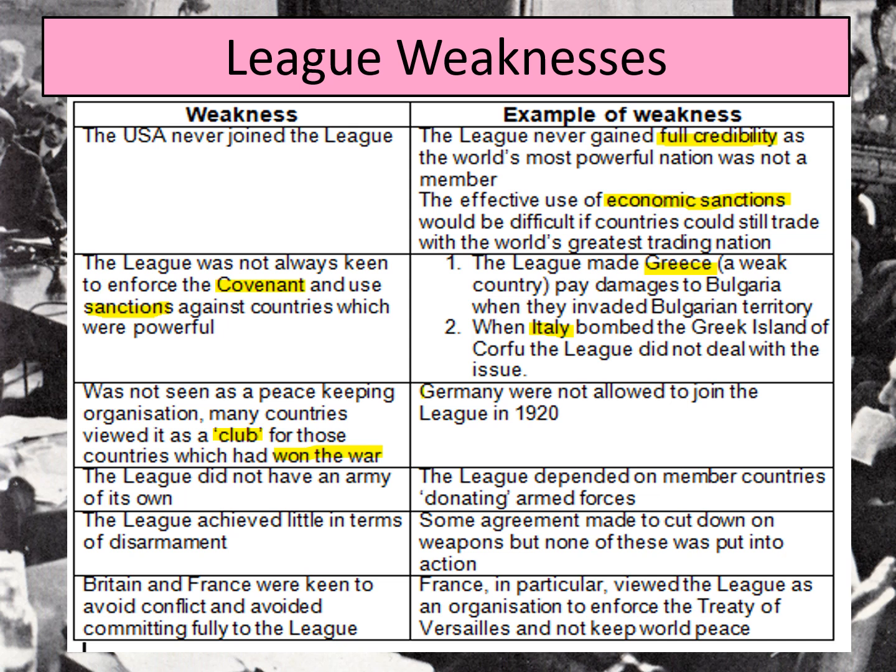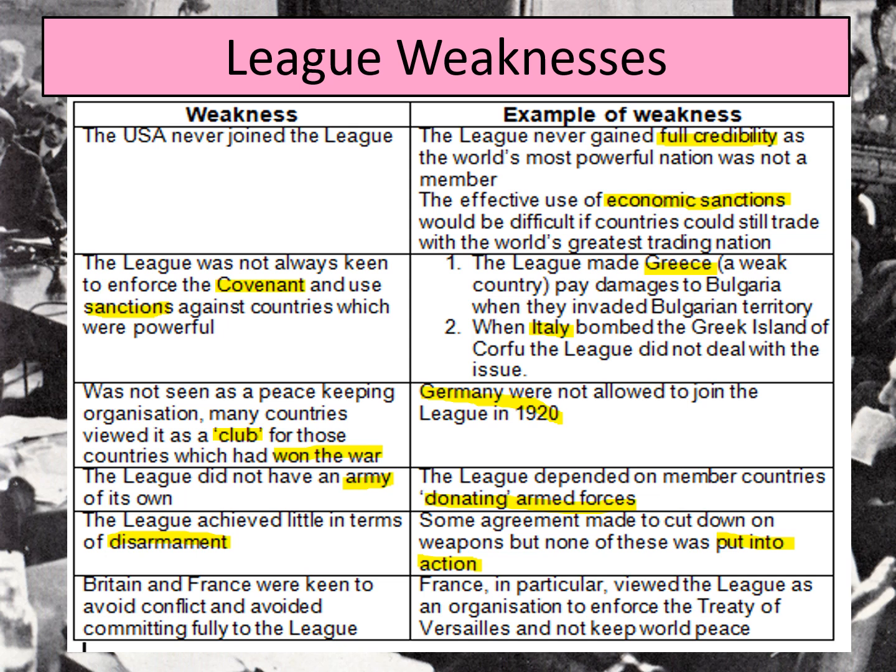Germany weren't allowed to initially join the League of Nations in 1920. One of the real problems of the League of Nations was it never had an army. That meant it relied on other countries such as Britain and France donating or lending out their army, which they were quite unwilling to do. Disarmament was one of the key aims of the League of Nations, but lots and lots of countries were not really that keen on agreeing, and even when they did, they never actually put discussions into action, and the League never actually accomplished disarmament.